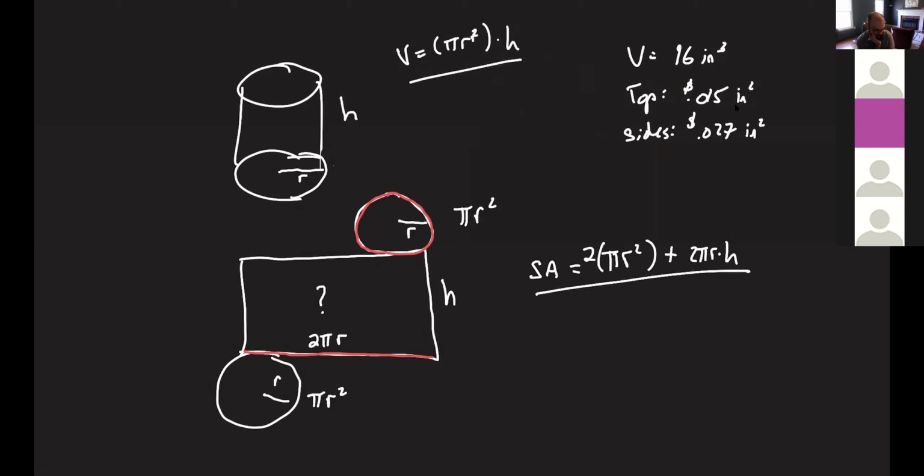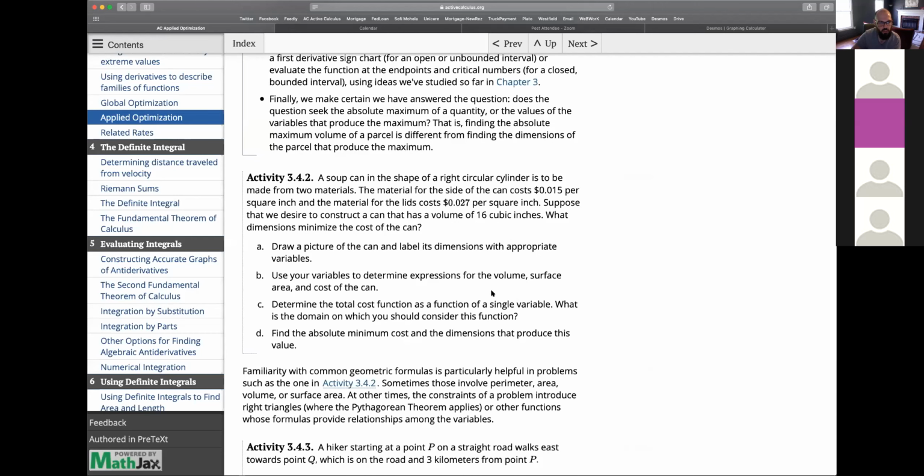Okay, so what else do we need for this problem? What were we trying to minimize? Let's jump back really quick and look at our problem. We did a bunch of planning. We drew a picture, we labeled dimensions and variables. Then we want to use our variables to determine volume, we did that, surface area, and cost. So this is what we want to minimize.